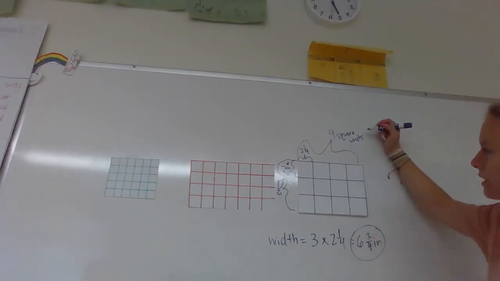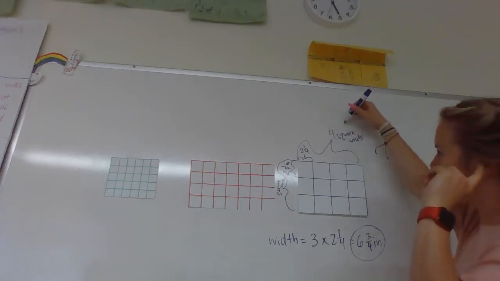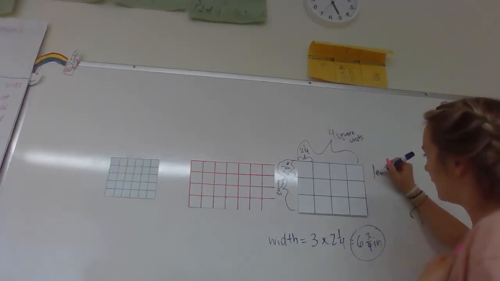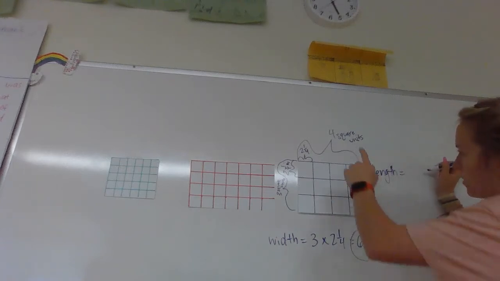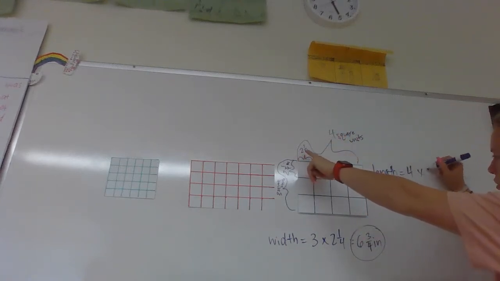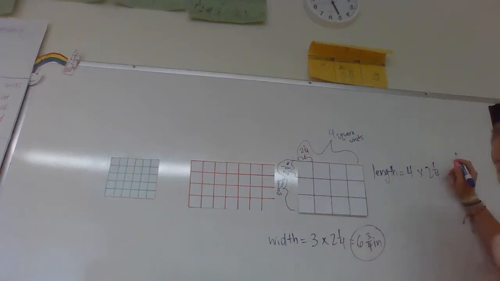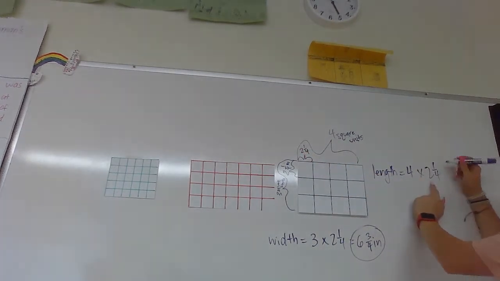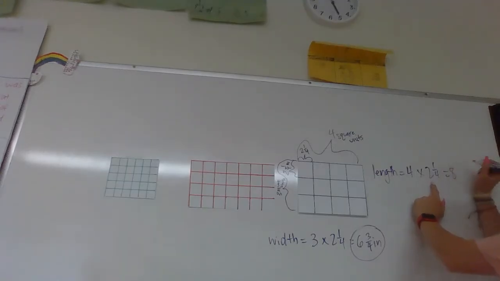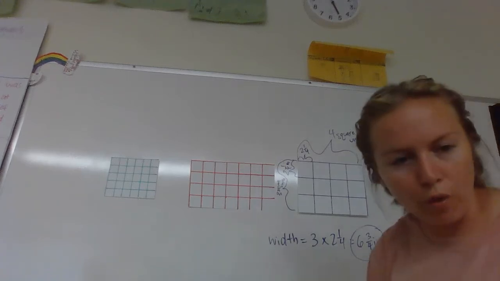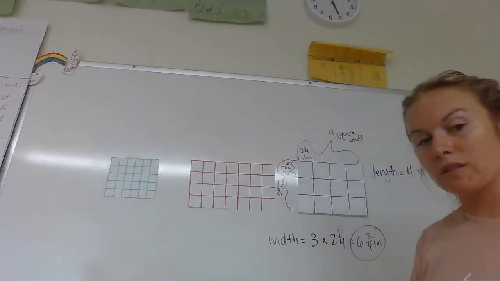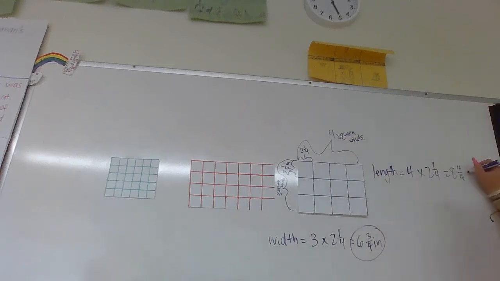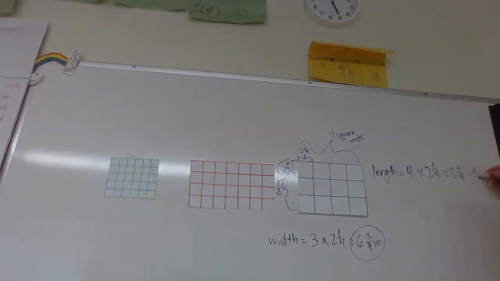Now we've got to do the same thing for our length. So length equals 4 times 2 1/4 inches. So with that, we're going to multiply 4 times 2, and that's 8. And then 4 times 1/4, which is 4/4. We know 4 divided by 4, or 4/4, is equal to 1. So that's 8 plus 1 is 9 inches for our length.